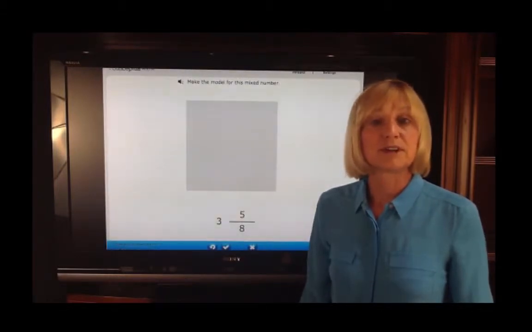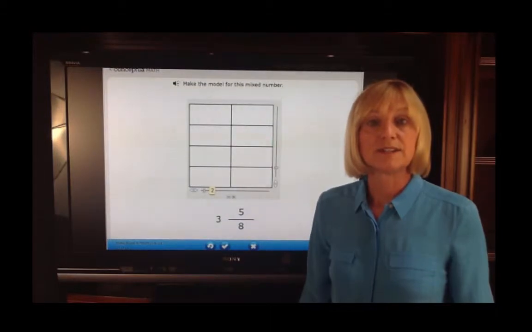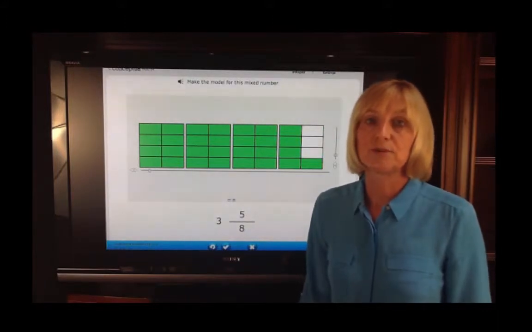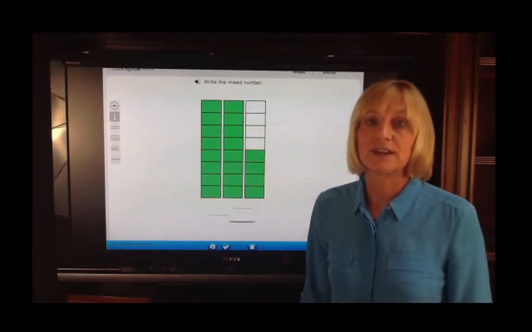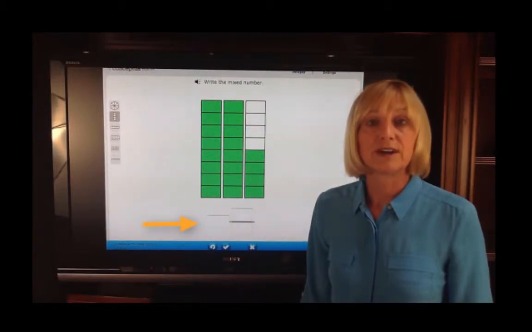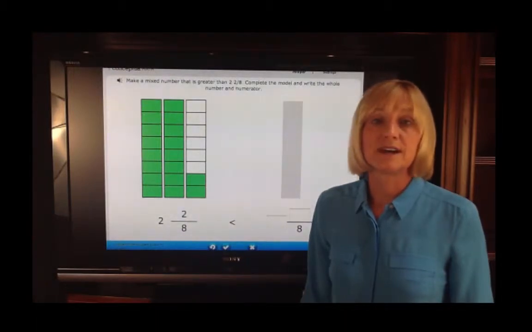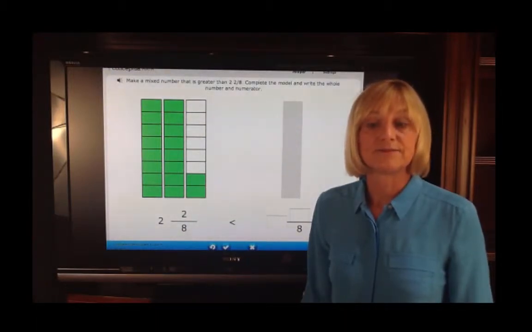They have experience working with multiple models, dividing them into equal parts and shading enough parts that represent the given number. After they've had some experience working with models for numbers that are given, they then are given a model and they write the fraction number, the mixed number in this case. They create two models and they compare them using signs, greater than or less than.